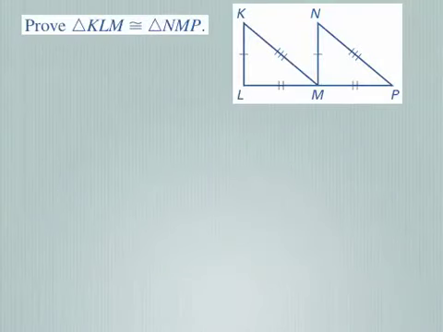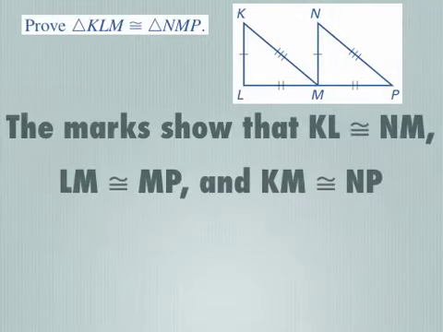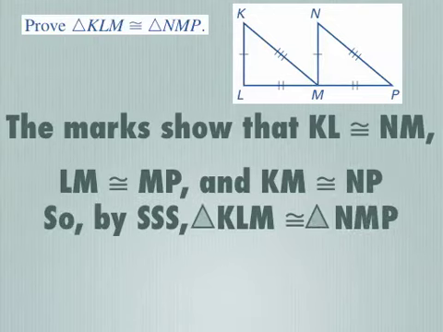This first example asks us to prove that triangle KLM is congruent to triangle NMP. If you notice in the picture that they've given us, they tell us that KL is congruent to NM, that LM is congruent to MP, and that KM is congruent to NP because of the tick marks that they've shown. KL and NM both have 1 tick mark. The other 2 of them have 2 tick marks, and the others have 3 tick marks, showing us that they are congruent. Because I have 3 congruent corresponding sides in the 2 triangles, using the side, side, side congruence theorem, I can say that triangle KLM is congruent to triangle NMP.